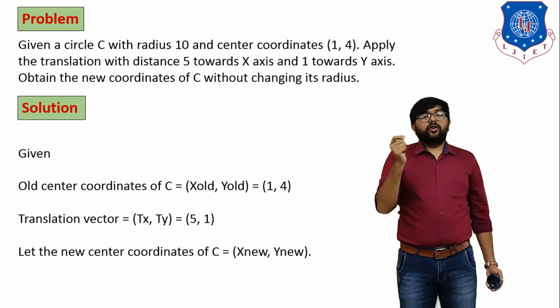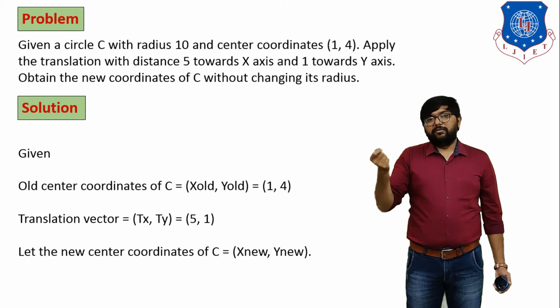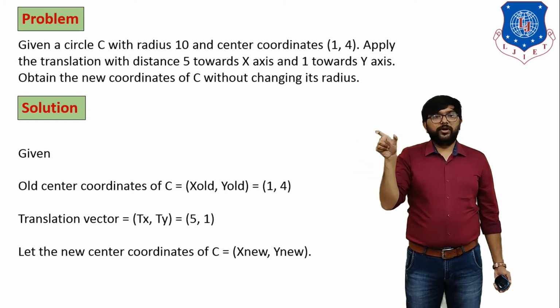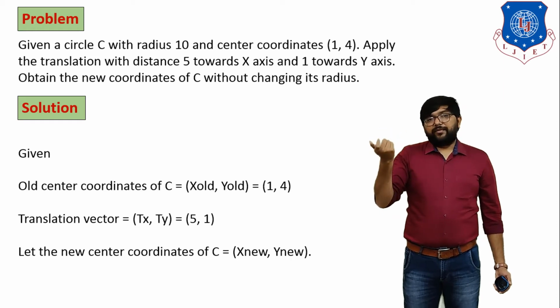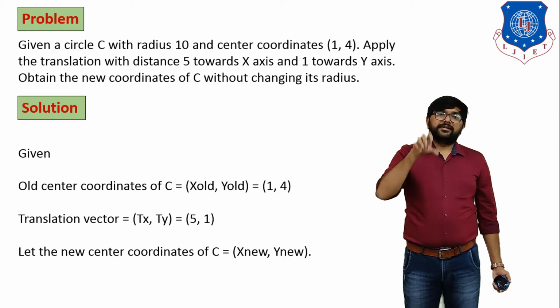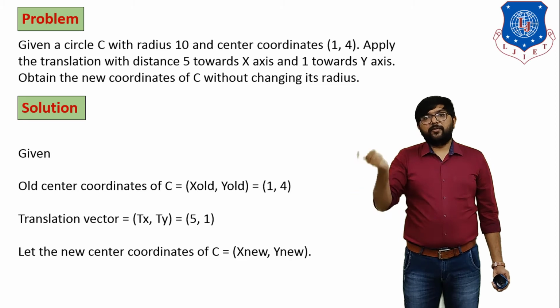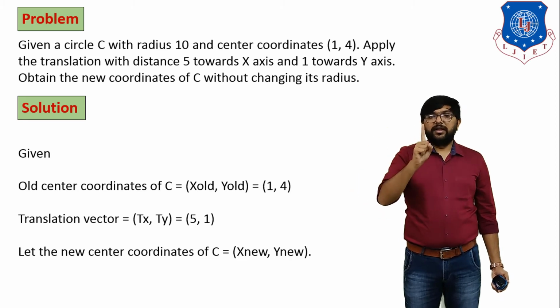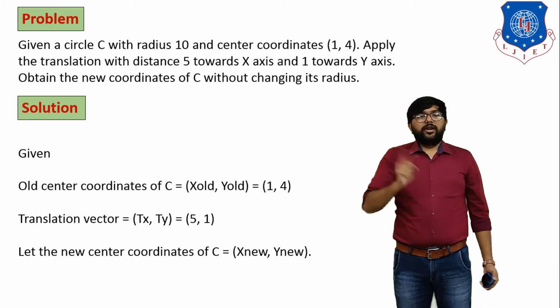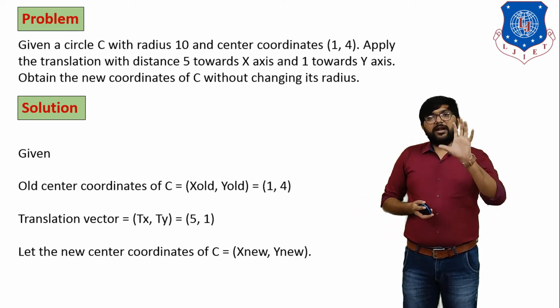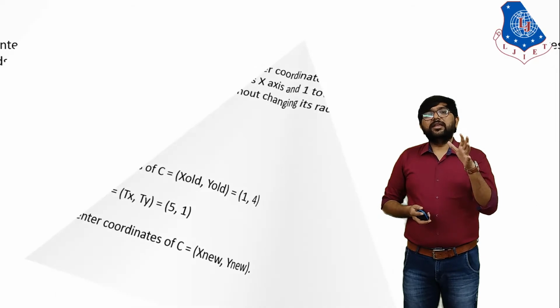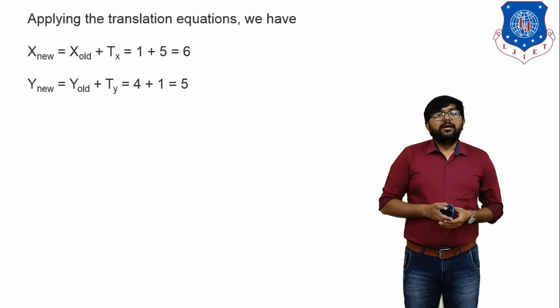The old center coordinate of C is [x old, y old] equal to (1, 4). This is the old point's coordinate. What is the translation vector? It is (5, 1), because the value of tx, translation in the x direction, is 5, and translation in the y direction is 1. Now consider the new point coordinate, x new and y new. Clear? So we have all the given data. Now we have to put all the values in the equation and we will get our answer.